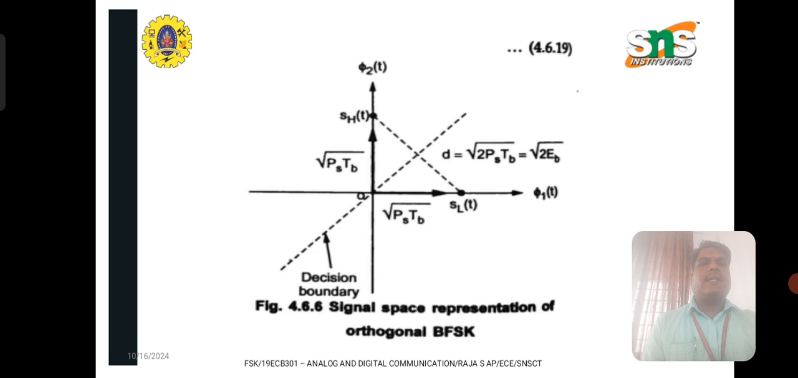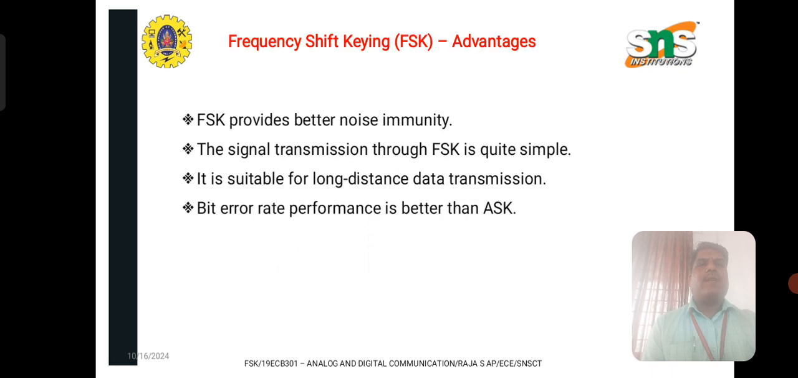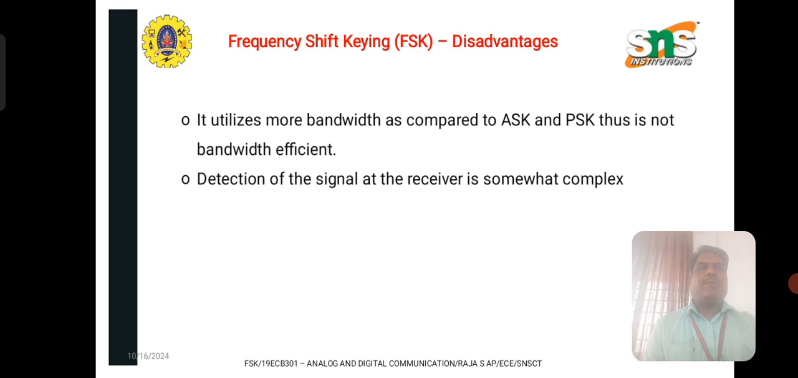This is the signal space diagram of BFSK. The main advantages of FSK are: FSK provides better noise immunity. The signal transmission through FSK is quite simple. It is suitable for long distance data transmission. Bit error rate performance is better than ASK. The disadvantages of FSK are: it utilizes more bandwidth as compared to ASK and PSK. It is not bandwidth efficient. That is, when compared to ASK and PSK, FSK occupies more bandwidth.